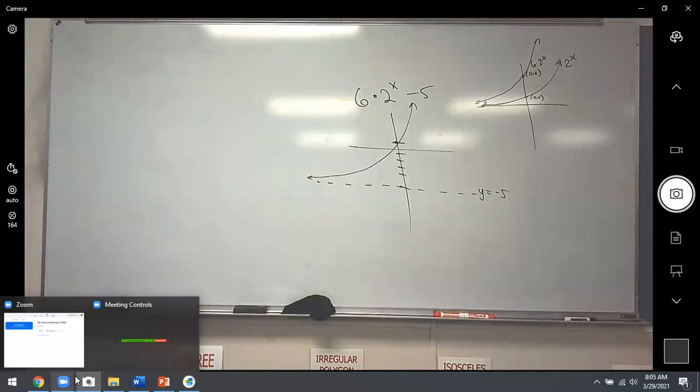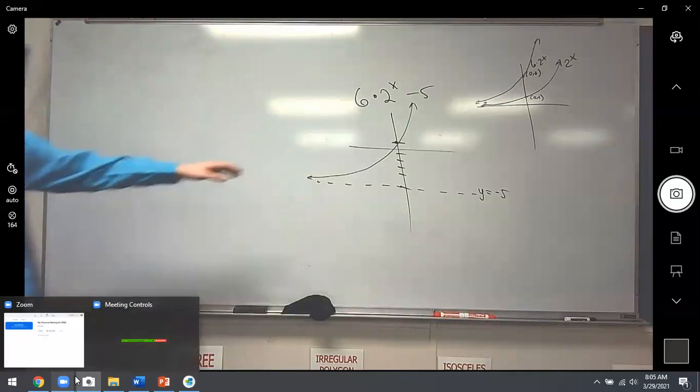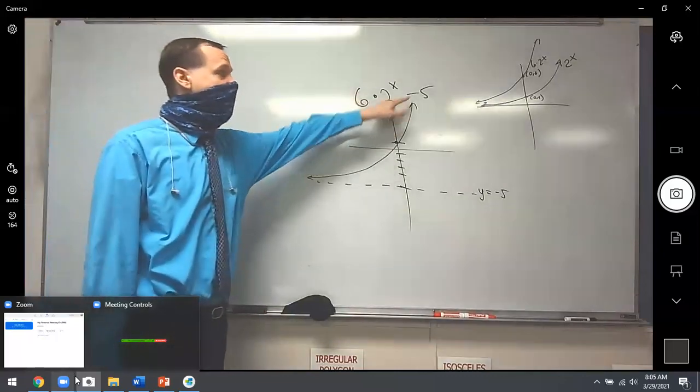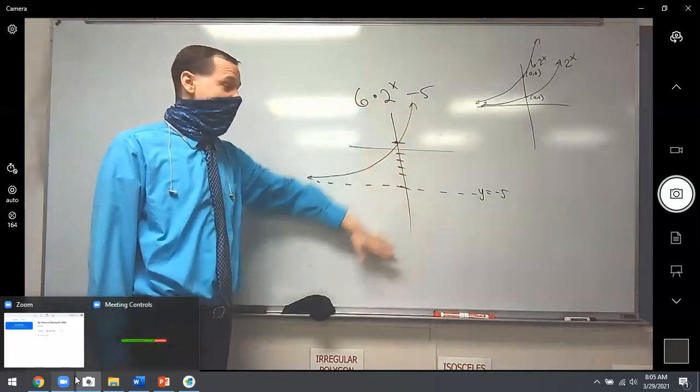Even if you didn't worry about the point 0, 1, I wouldn't worry about that too much. The key thing here was there was a stretch. Is it easy to draw stretches? Not usually. So if you didn't even worry about the 6, I probably wouldn't get mad at you. The key thing is the what? The -5. That moved it down 5.